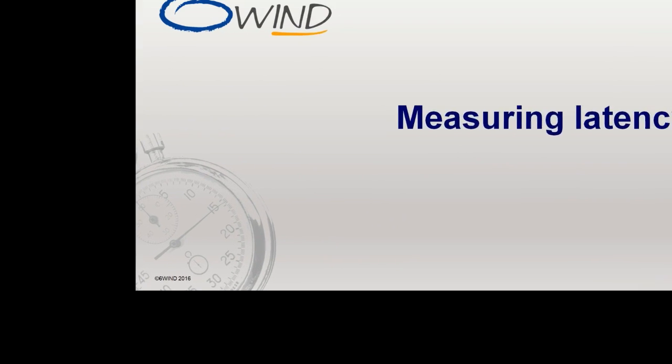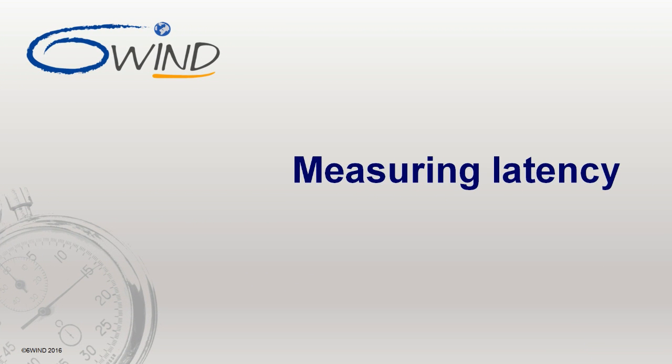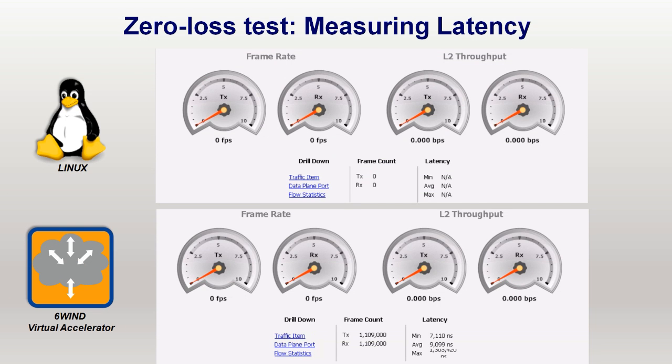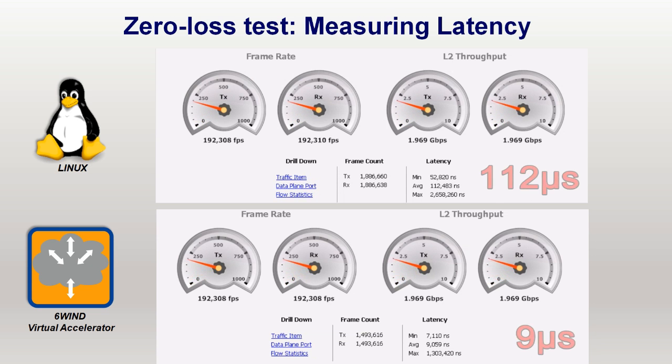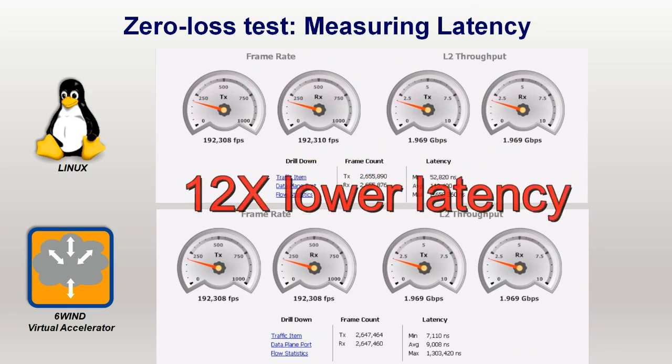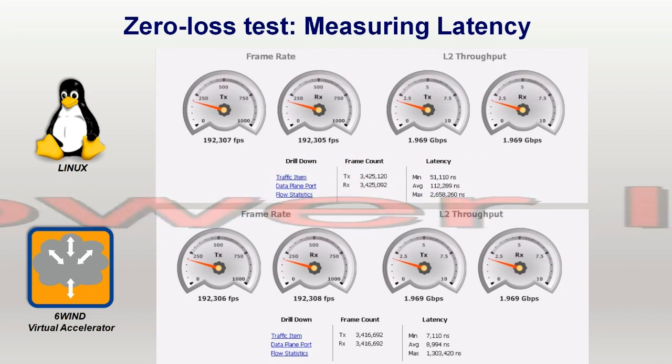The second set of tests measures the latency of the systems under test. Through the magic of video editing, we run the tests side by side, or more appropriately, top to bottom. The average latency for Linux is 112 microseconds, whereas the average latency for 6Win Virtual Accelerator is 9 microseconds, a dramatic 12 times reduction compared to Linux.